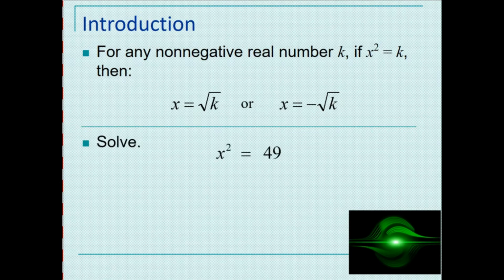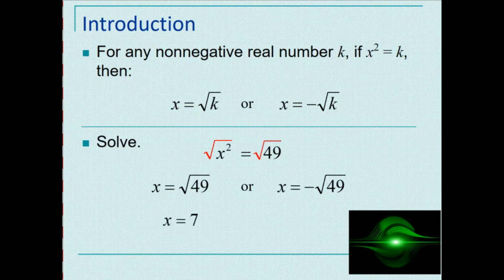To solve this equation, we now can use the principle of square roots by taking the square root of each side, which results in x equal to the square root of 49, or x is equal to the opposite of the square root of 49. Since this is a perfect square, we can simplify further for a solution of x equals 7 or x equals negative 7. Let's take a look at another example.